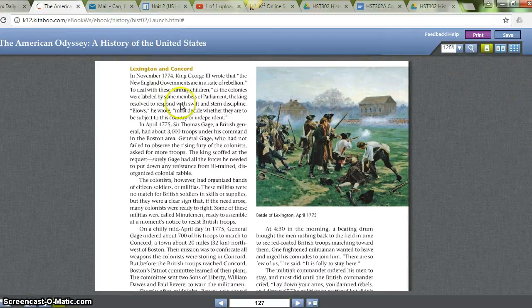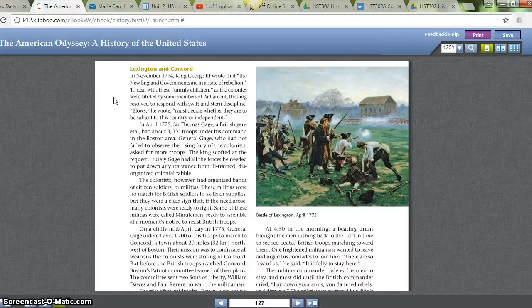Lexington conquered. In November 1774, King George III wrote that the New England governments are in a state of rebellion. To deal with these unruly children, as the colonies were labeled by some members of Parliament, the king resolved to respond with swift and stern discipline. Blows, he wrote, must decide whether they are to be subject to this country or independent.